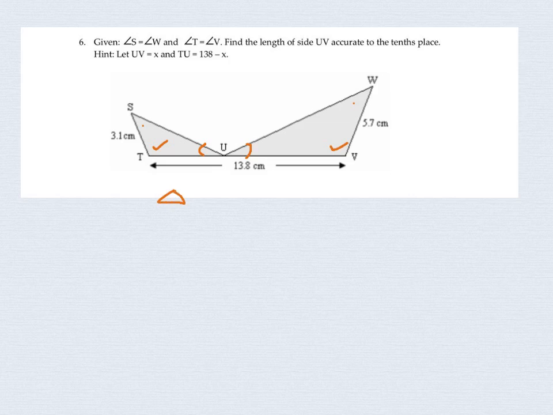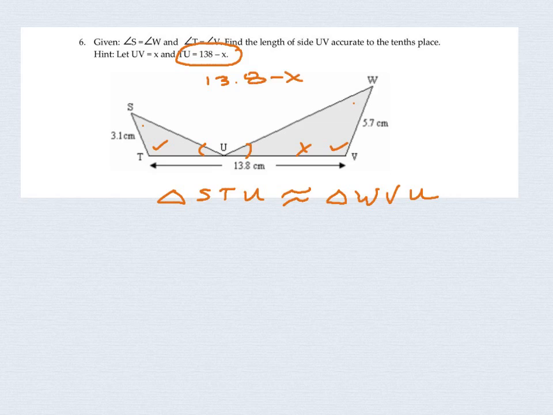We have triangle STU must be similar to triangle from the dot to the check mark to the middle. So from the dot would be WVU. Find the length of UV. Hint, let UV equal X. And TU equals 13.8. TU up here seems to have a typo. That should say 13.8 minus X. I wonder if anybody will catch that from doing the practice. I'm guessing no. However, we'll pretend like we all love math.